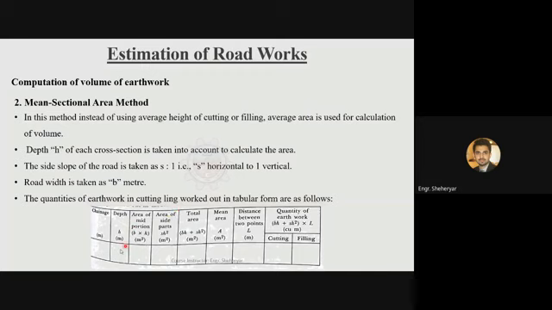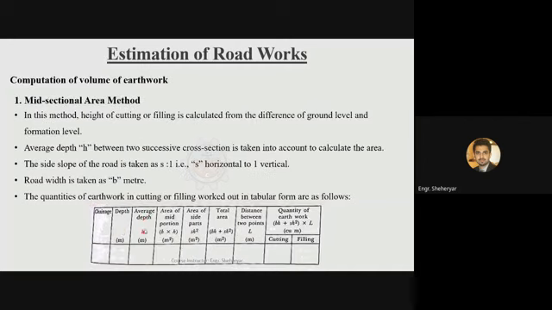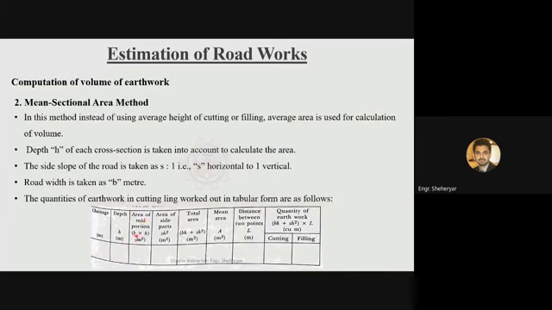Similarly, for the mean sectional area method, you can use a similar table, but there will be a slight difference. The same chainage will come here, then depth, then mid area. Now you are not taking the average of the depth as we have done in the previous case. Now you have to calculate directly the area of the section at each chainage.